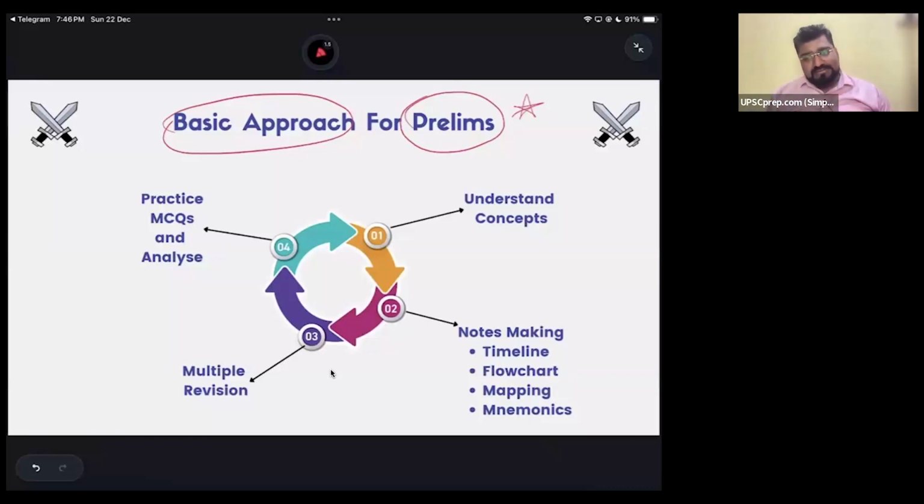What is the first step? Whenever you read henceforth ancient, medieval, or art and culture, or in general any other subject, understanding the concept is very much important. Right? I have heard this thing from many of our students, many of my colleagues, that in ancient, medieval, art and culture there are no concepts, you have to rote-learn there. Many of you might be feeling this too, right? But I agree that rote learning is there in ancient, medieval, and art and culture, but there are concepts as well.